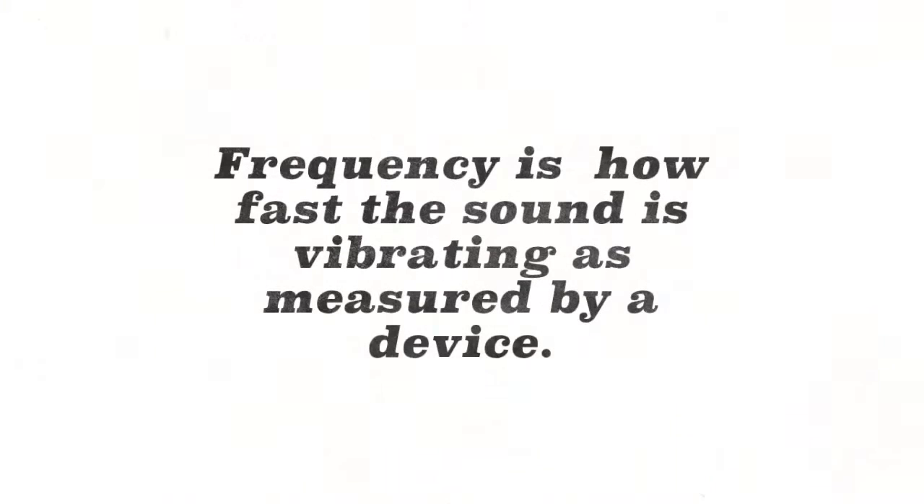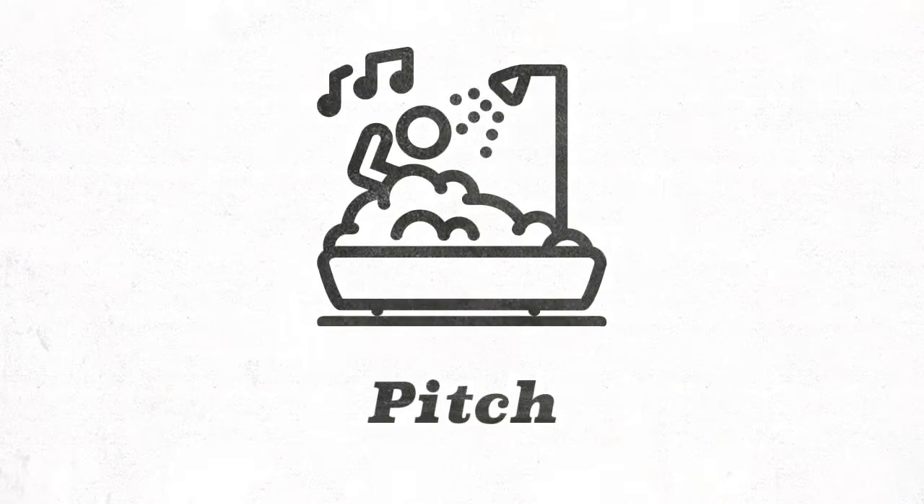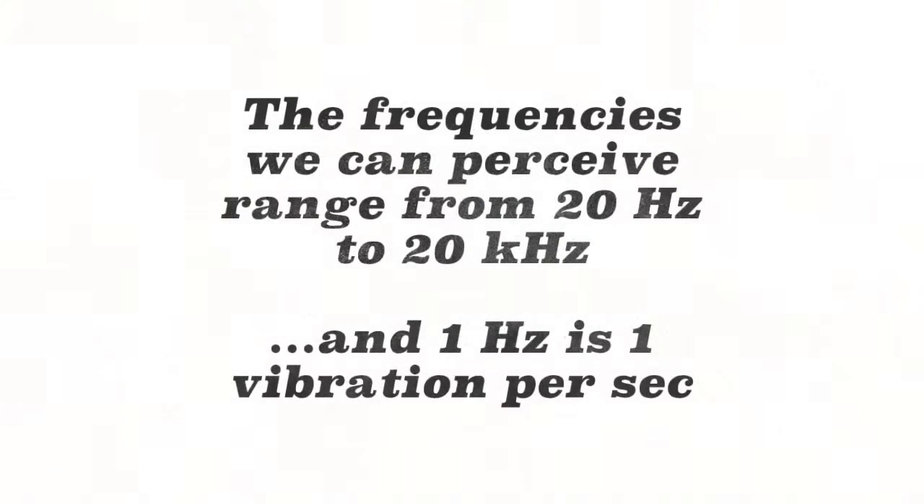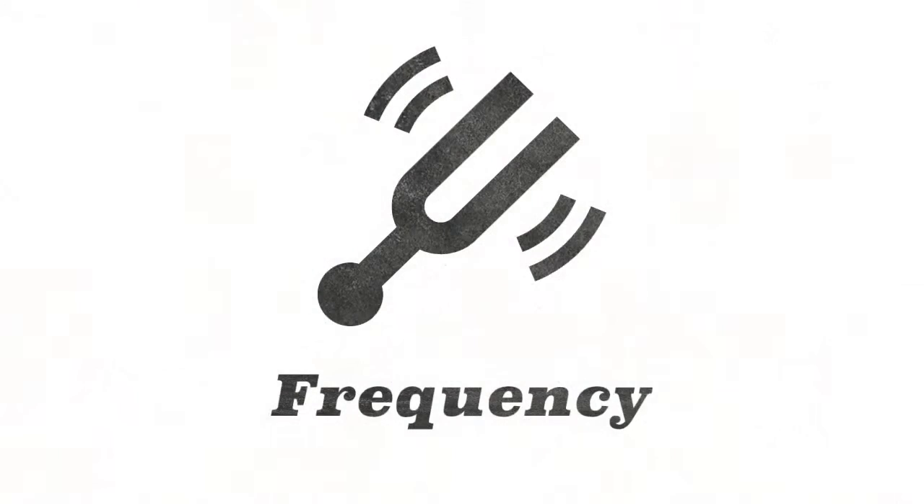Frequency is how fast the sound is vibrating as measured by a device. Our perception of frequency is pitch. Frequencies we can perceive range from 20 Hz to 20 kilohertz, and 1 Hz is 1 vibration per second. Pitch shifters adjust frequency, and EQ or equalizers adjust the amplitude of particular frequencies. So in a nutshell, that was frequency.